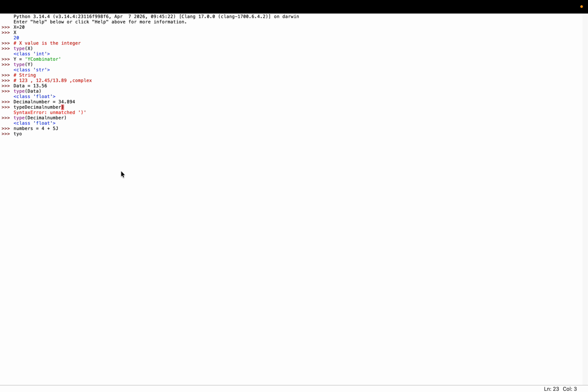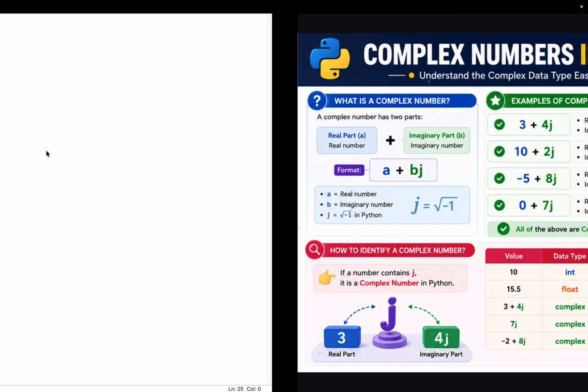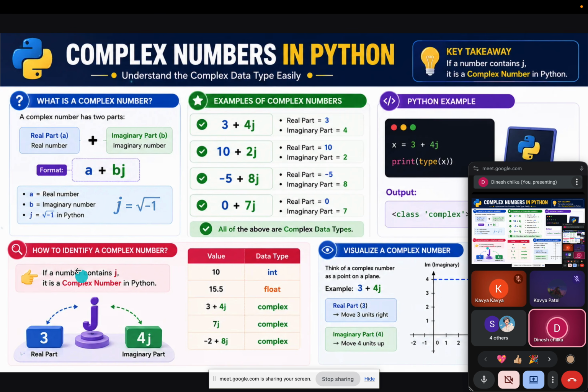Now let's understand. Write type, and you can mention numbers, and close the bracket and enter. Automatically it is coming complex. Now you may have a doubt, Dinesh, how do we know whether this is a complex number or not? For every complex number, j will be compulsory. If a number contains j, that means it is a complex number. Because many times we get confused about which one is a complex number. So if it contains j, automatically that is a complex number.